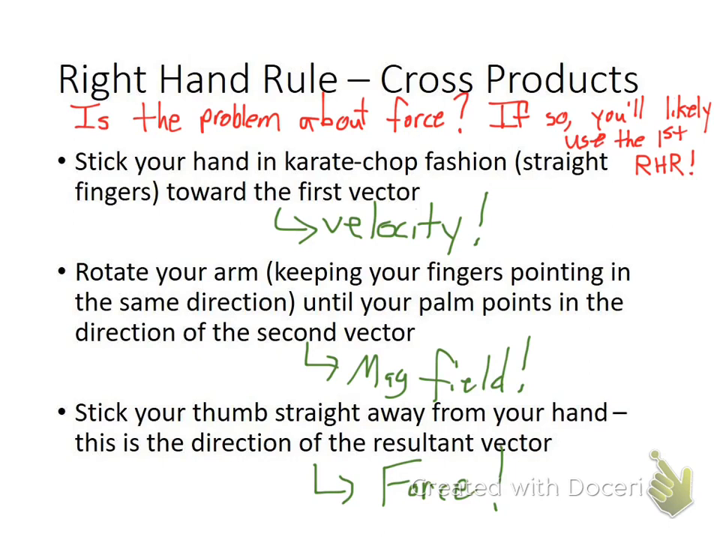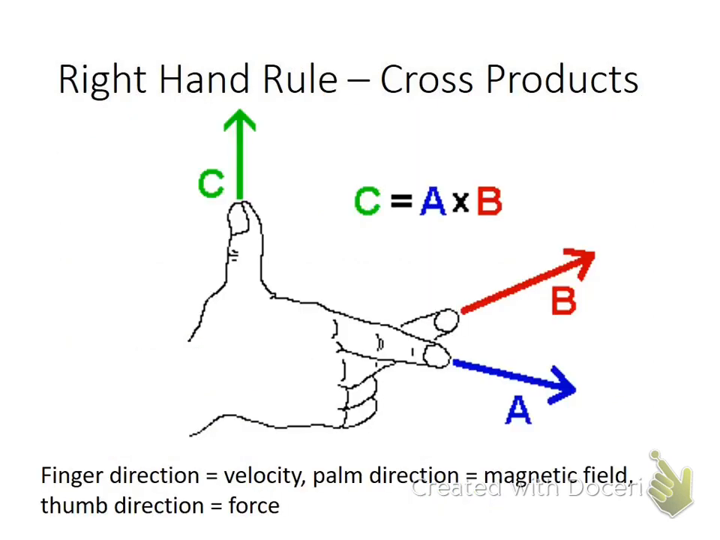I'm not necessarily going to always give you the velocity and the magnetic field and have you tell me the direction of the force. Sometimes I'll give you force and velocity and have you tell me the direction of the field. Or sometimes I'll give you field and force and have you give me the direction of the velocity. Make sure you know which part of your hand corresponds to what.